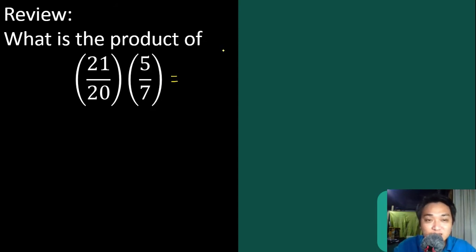Instead, ang gagawin natin, let us try to factor 21 and 20. Tapos mag-cancellation tayo para yung fraction mas gumaan siya. Okay. Susubukan natin. So, if you have 21 over 20, that is also the same as 7 times 3. Because 7 times 3 is 21. 7, 14, 21. Over, how about 20? 20 is the same as 4 times 5.